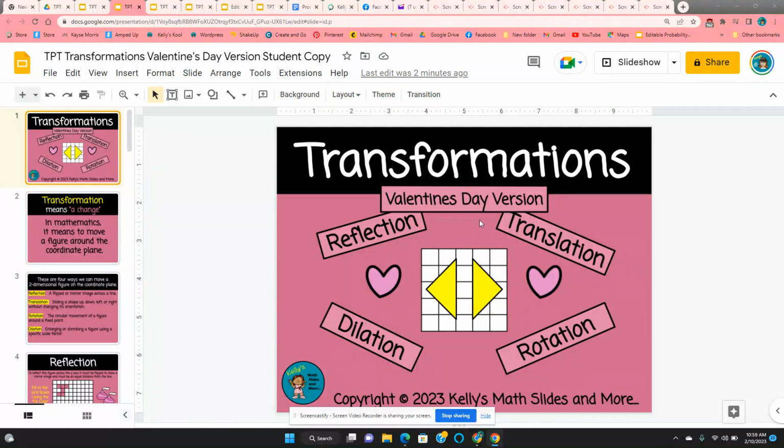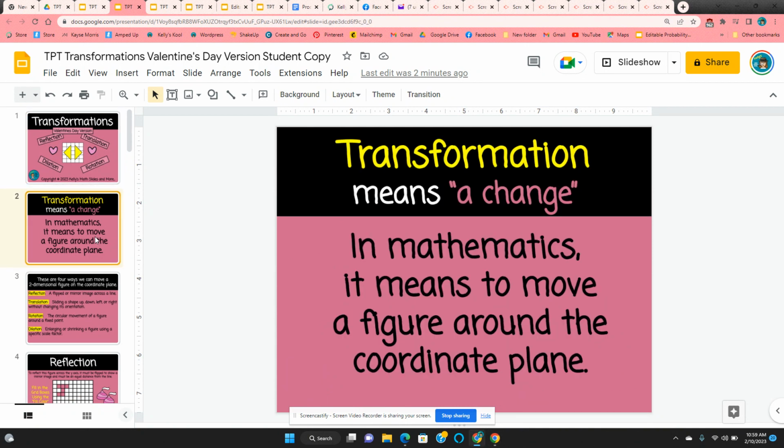Transformations. By request, this is a Valentine's Day version. This lesson covers reflection, translation, dilation, and rotation around the origin. It starts on slide 2 with a definition of what a transformation means. It means a change. In mathematics, it means to move a figure around the coordinate plane.